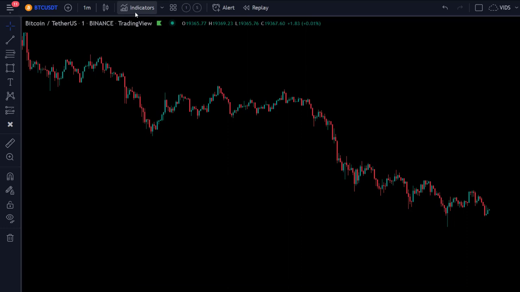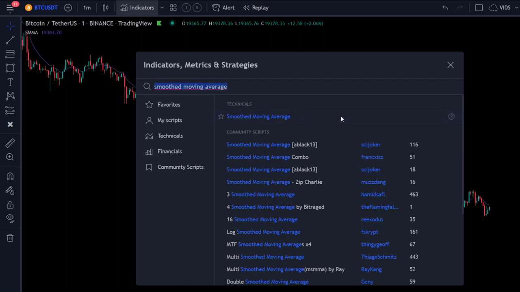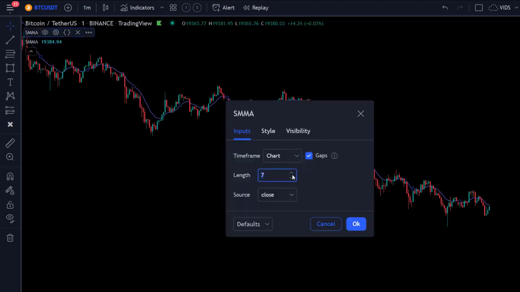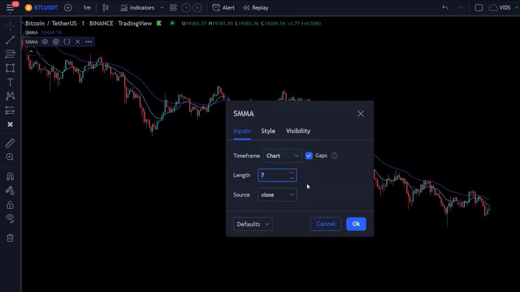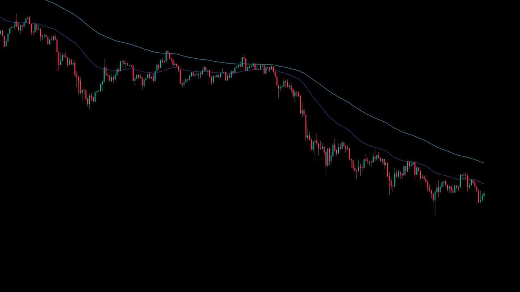We use two indicators for this strategy. This is twice the smoothed moving average. In the indicator section on TradingView, look for smoothed moving average, and click it twice. We will give the first smoothed moving average a length of 20. The second smoothed moving average we give a length of 50 and give it a different color so you don't get confused with the other indicator.